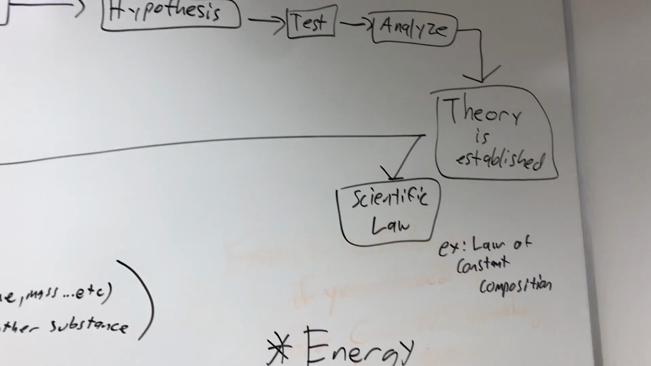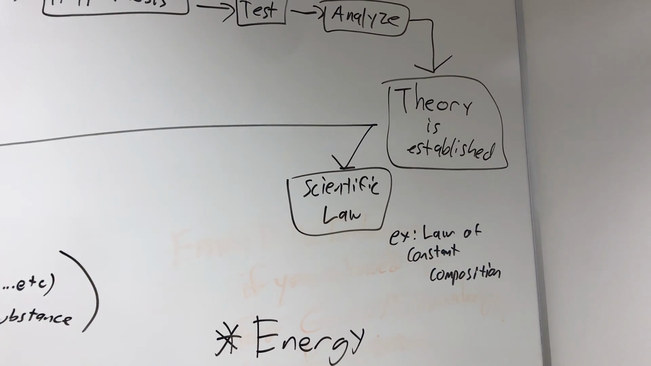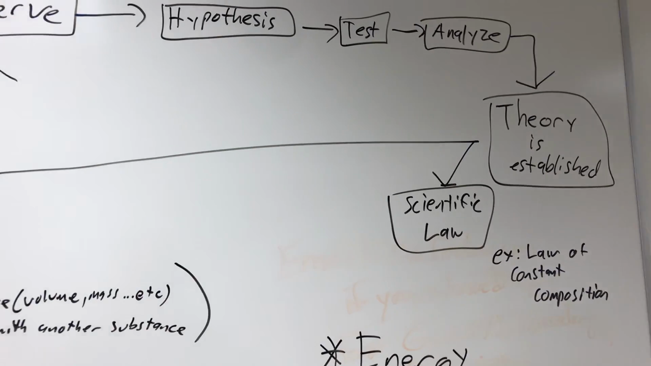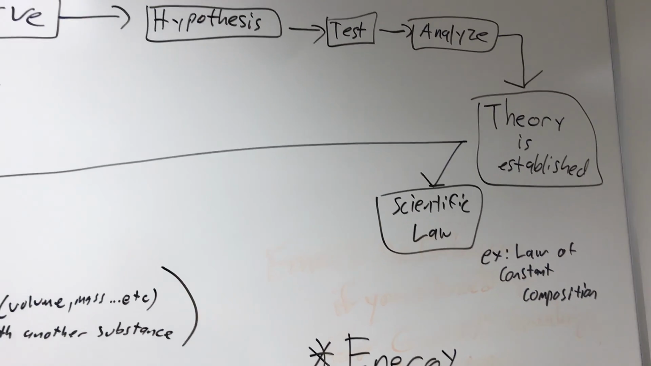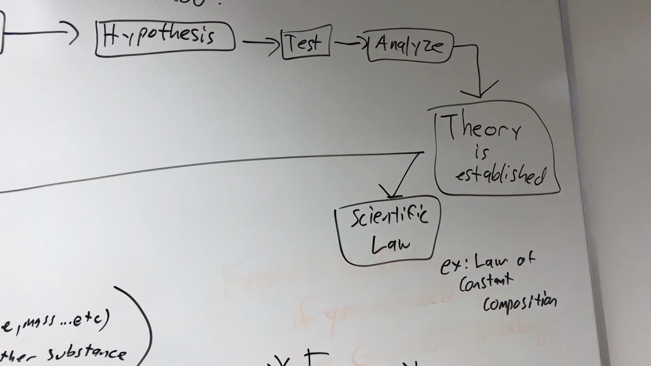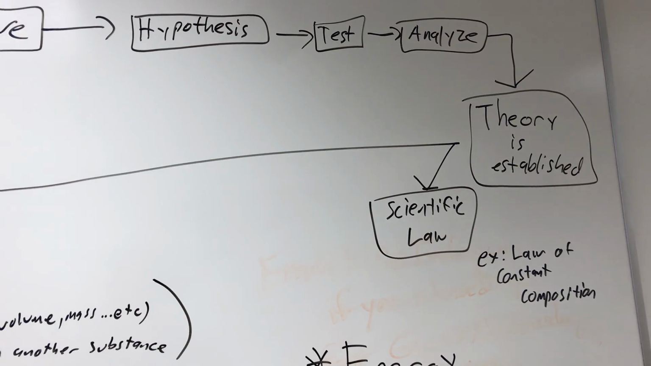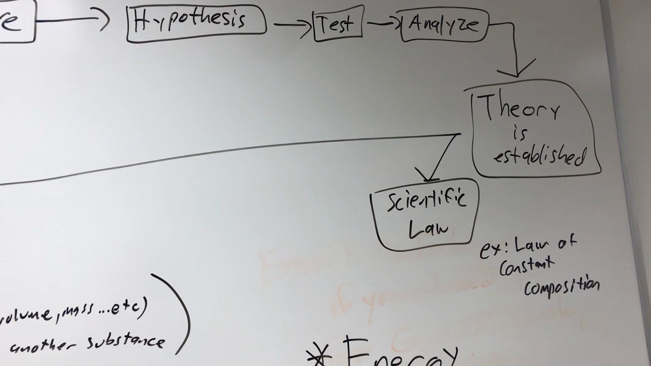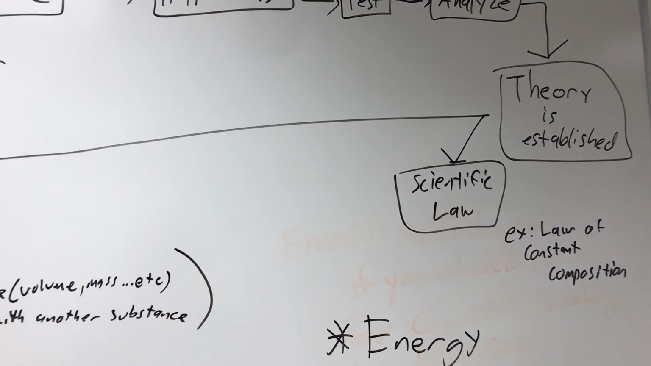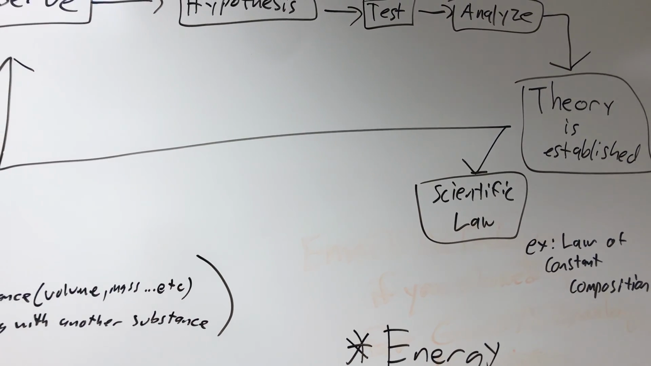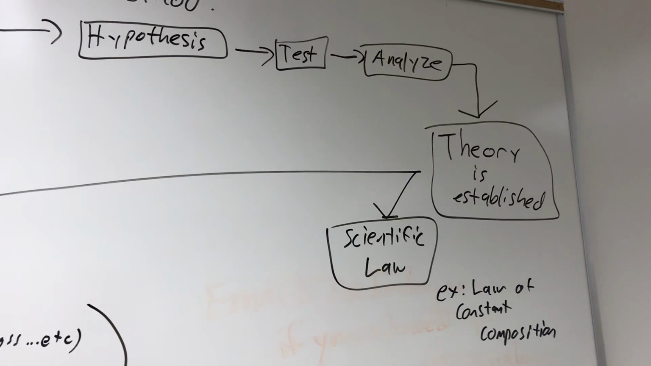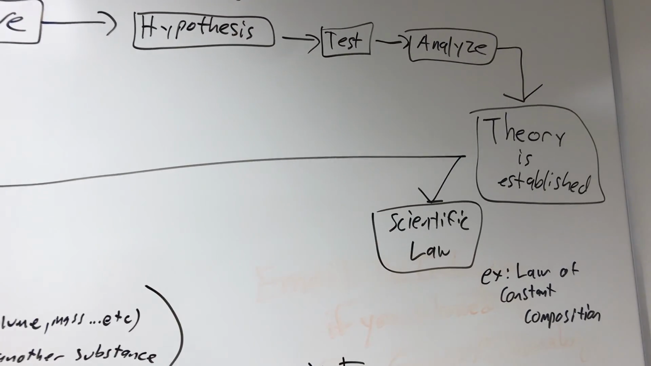An example of a scientific law is the law of constant composition, which says that in a sample of a compound, the atoms in that chemical makeup will always be the same. So, for example, if you had a gallon of H2O versus a milliliter of H2O, you will always have two hydrogens and one oxygen in any of those samples. So that is the law of constant composition. The compound is always the same.